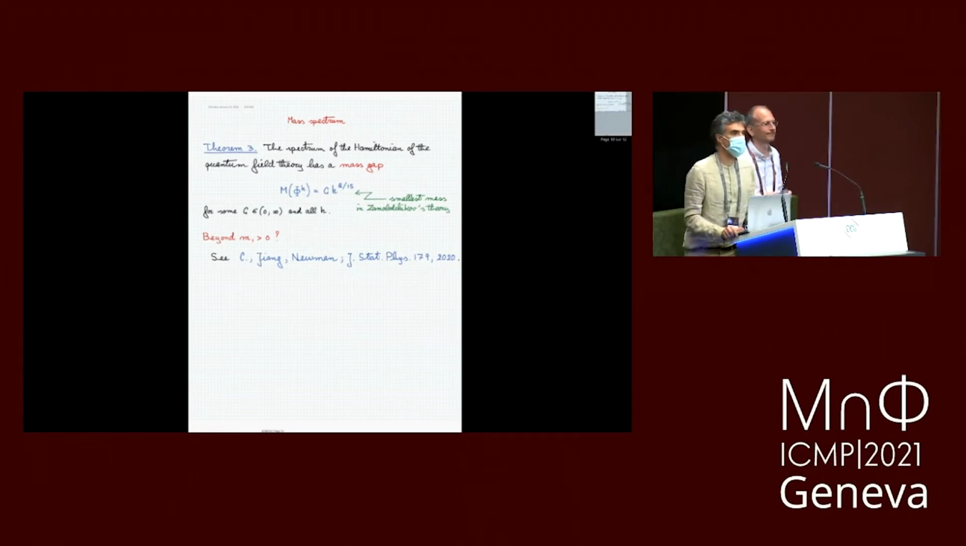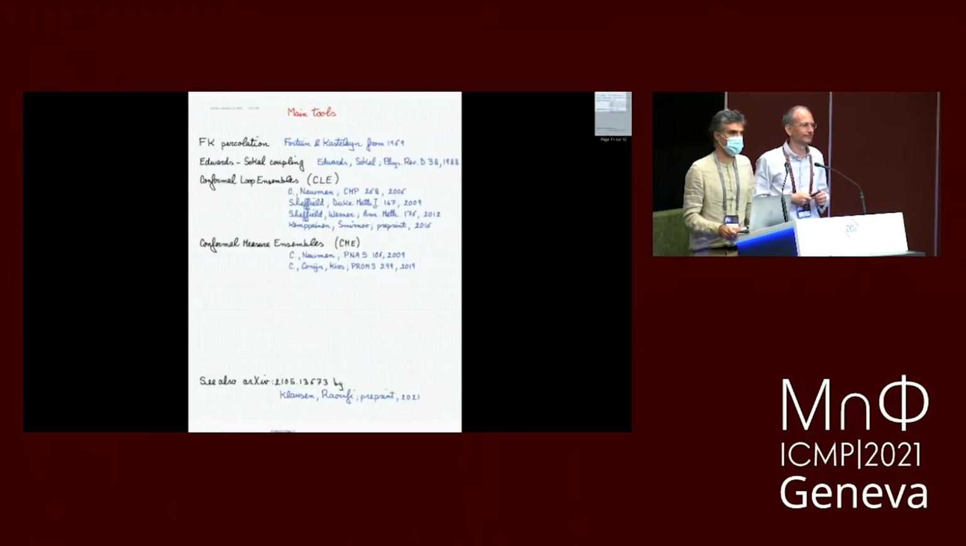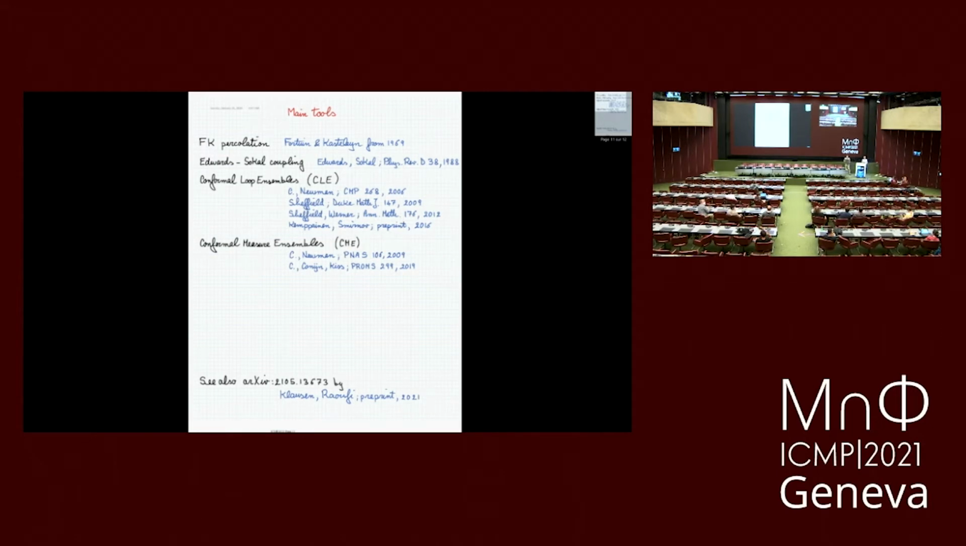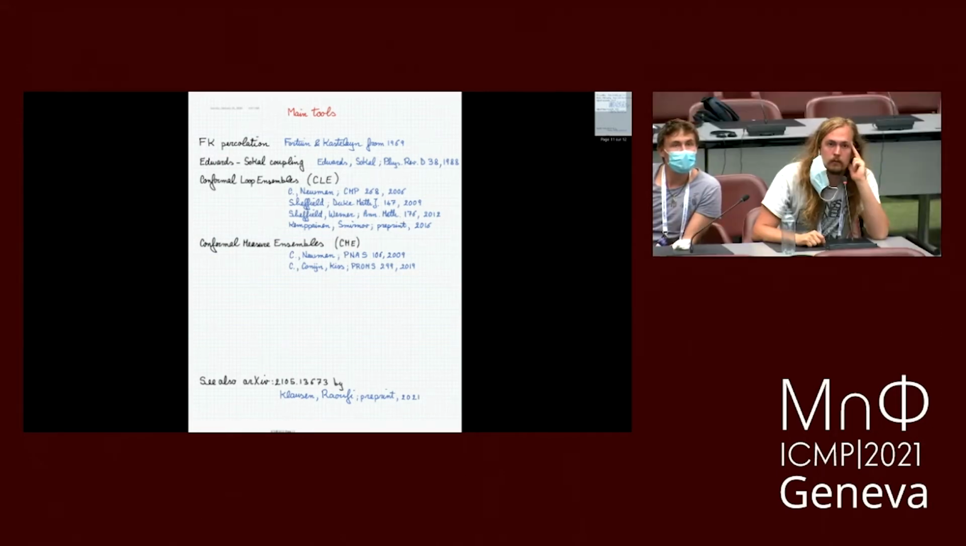Are there other questions or comments? Yes? Yeah, so how far are your methods from working for general FK, so Q not equal to 2?